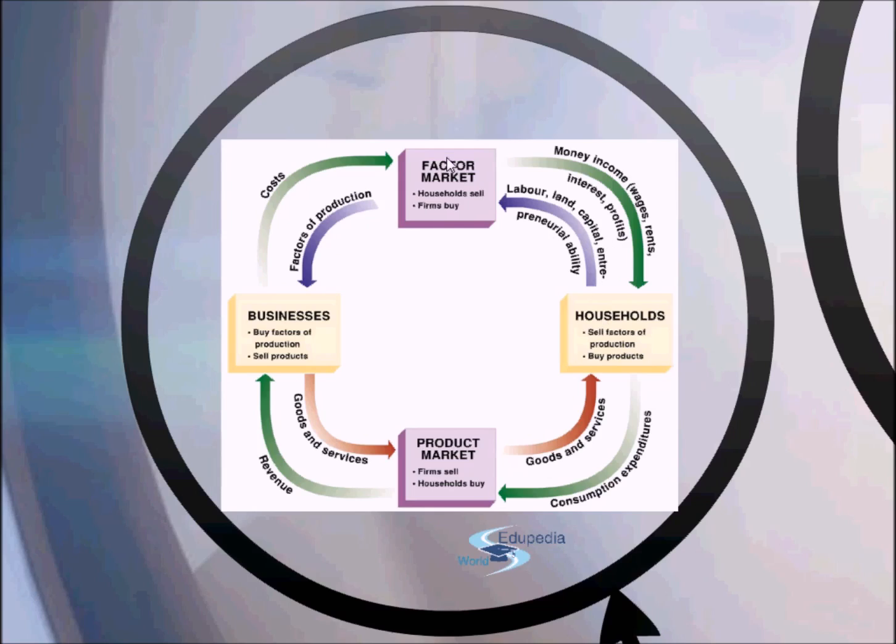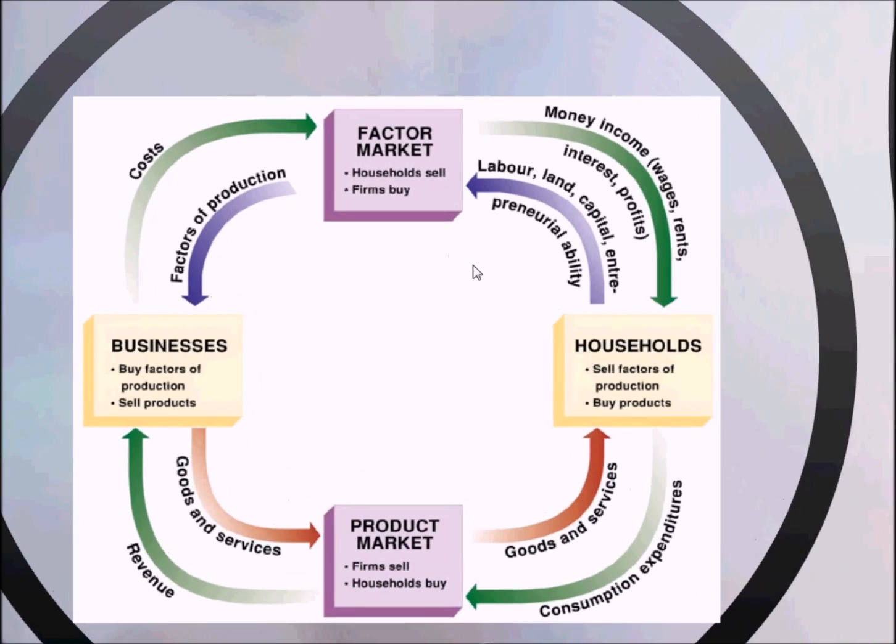Now, we can see that there is a factor market and a product market. In the factor market, the households sell, that is, they provide inputs to the firms and firms buy those inputs. In the product market, the firms sell output to the households and households buy that output, that is the goods and services. Now we come to the flow of goods and services, the blue and brown line. We can see here that the flow of goods and services is also known as real flow.